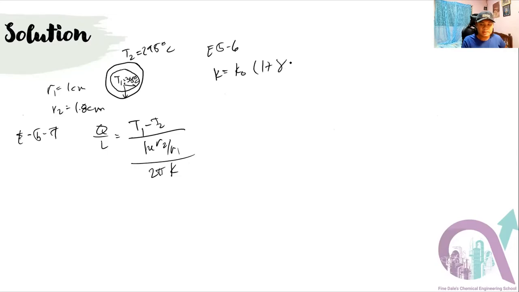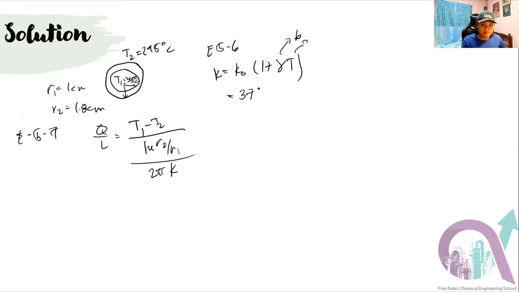K0 times (1 plus gamma P). This gamma is going to be your B, which we are given, and let P be the average temperature, the average of the outside and the inside temperature, in Kelvin.